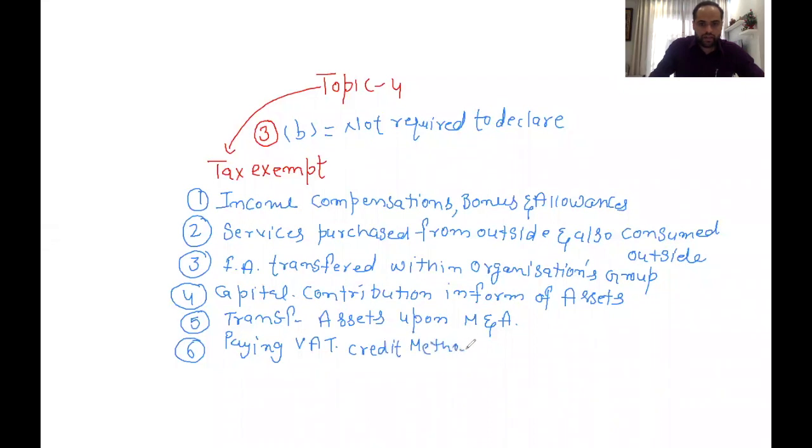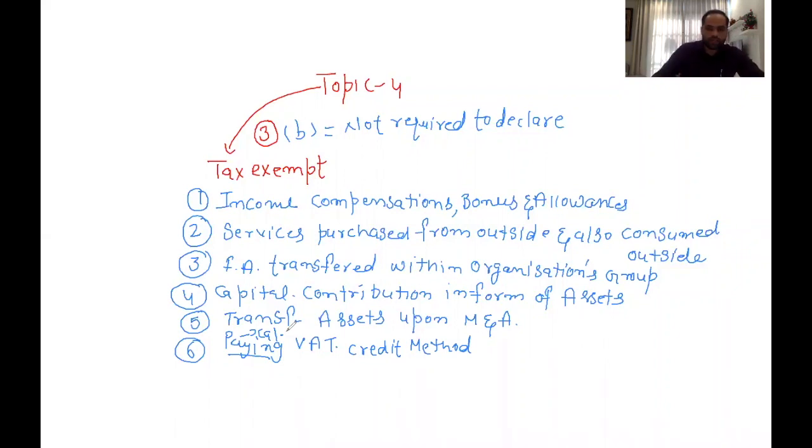So as I said, we have two methods to estimate value-added tax in Vietnam. The first one is a credit method, and the second one is a direct method. I shouldn't say paying. Instead of paying, I would say calculating, right? If you are calculating VAT using the credit method, then of course we don't have to pay any kind of tax.